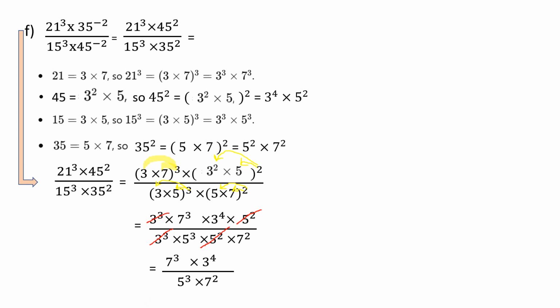Here we have the same bases and we have division. So what to do? Keep the base, subtract the exponents. 7 cubed over 7 squared, 3 minus 2, it's 1. So 7 to the power 1 times, keep it in its place, 3 to the power 4, and keep this one in its place, which is 5 cubed. So this is our final answer, 7 times 3 to the power 4 over 5 cubed.